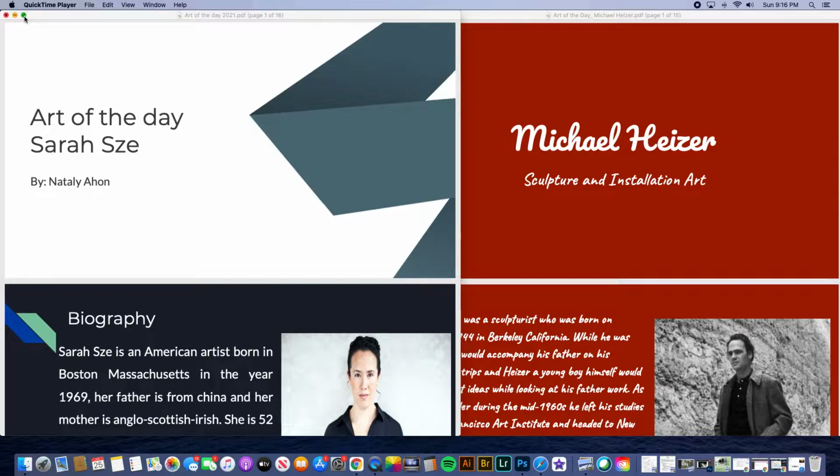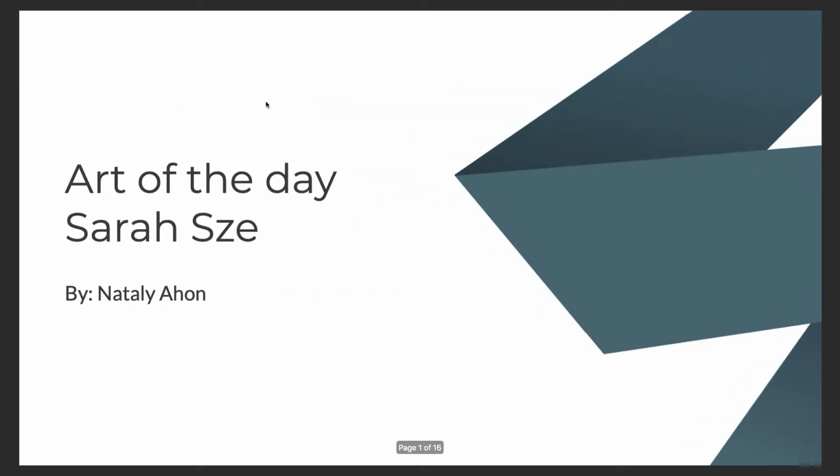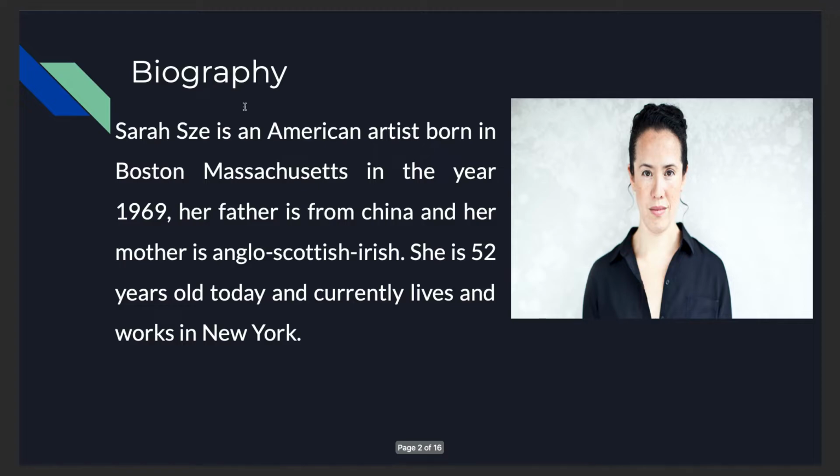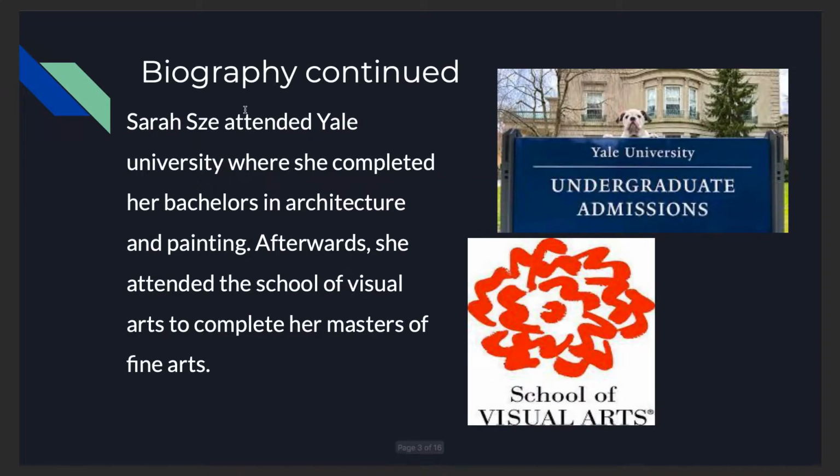So let's start with the sculptor Sarah Z by Natalie. Sarah Z is an American artist born in Boston, Massachusetts in 1969. Her father is from China and her mother is Anglo-Scottish Irish. She's 52 years old today and currently lives and works in New York. Sarah Z attended Yale, where she completed her bachelor's in architecture and painting. Afterwards, she attended the School of Visual Arts to complete her Master's of Fine Arts.